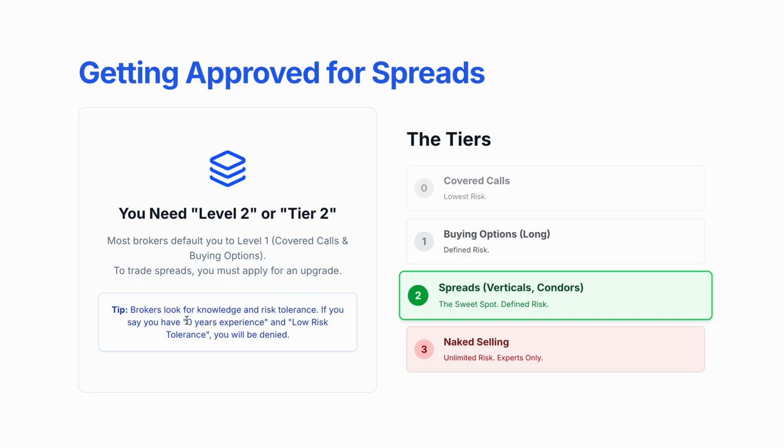Typically, you have to add in your knowledge and your risk tolerance. And so typically, if you say you have 0 years of experience and you have low risk tolerance, you're more than likely going to get denied, right? They only want people that have experience in options trading to be able to trade these types of spreads. So for most people and for most strategies, you need to apply to get level 2 spreads, level 3 for naked selling. Again, a lot of people are going to get denied for level 3. So if you're just looking to trade spreads, which is what most people do, I would just apply for level 2 spreads and go from there.